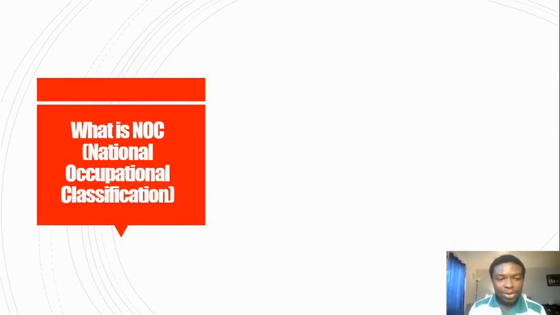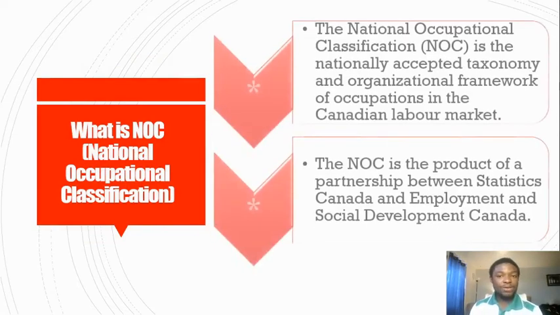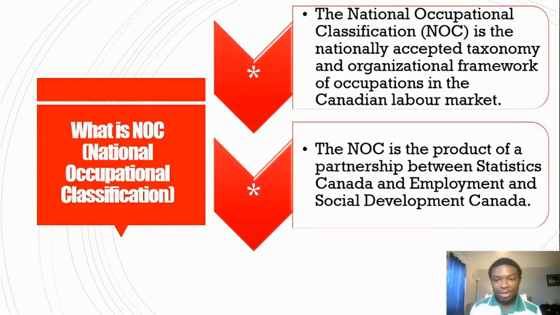All right, what is NOC, right? National Occupational Classification. So National Occupational Classification is a nationally accepted naming or organizational framework of different jobs in the Canadian labor market. So what that grammar means is that whatever job you do falls into a category, falls into a group. So what Statistics Canada and Employment and Social Development Canada did was to look for a way to put each job, each employment, each profession into a particular category. So they use that. So each job has a different code.